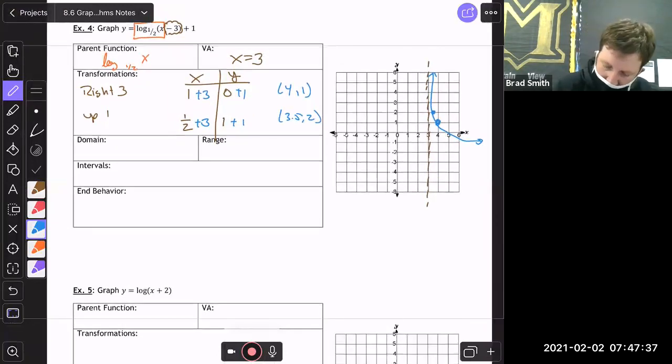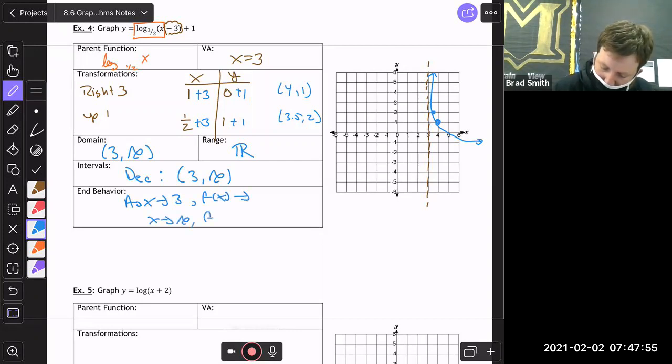So my domain is going to be 3 to infinity. My range is all real numbers. My intervals, this is now going to decrease. And then as x approaches 3, my function's doing something. And as x approaches infinity, my function's doing something. So as I get closer to the asymptote, it's going up. So it's going to go to infinity, and this is going to be negative infinity. So it just flip-flops.